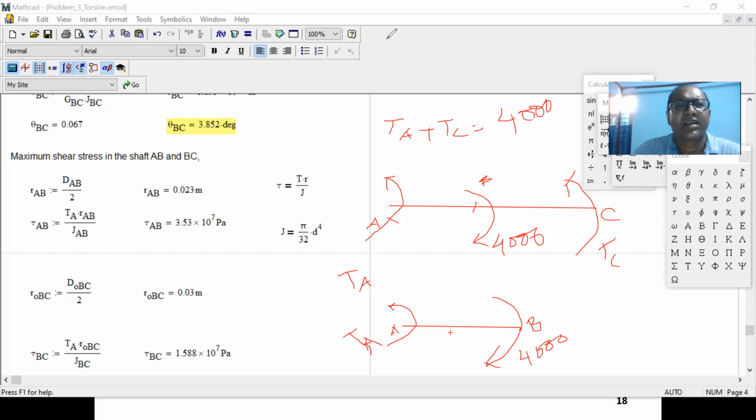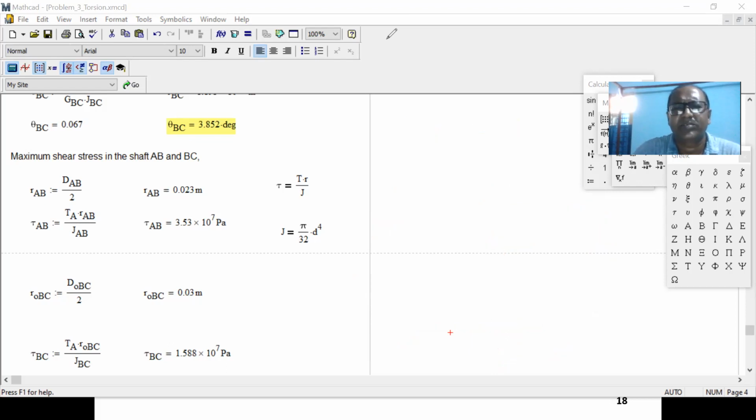The other reason is that this load will be shared by both shaft AB and shaft BC. Each shaft will carry a load less than 4,000, but their summation will be the same as the applied torque.